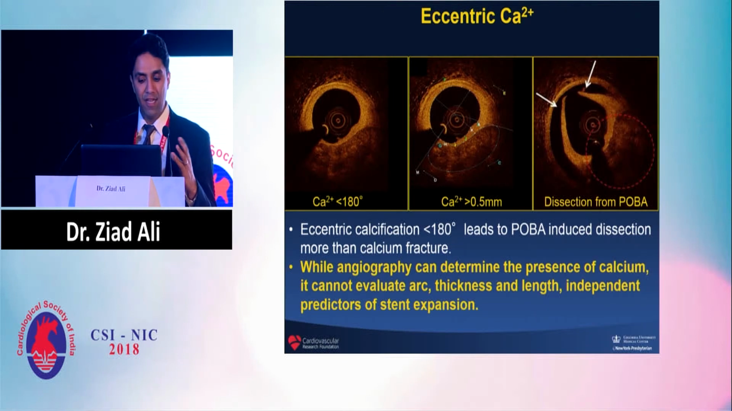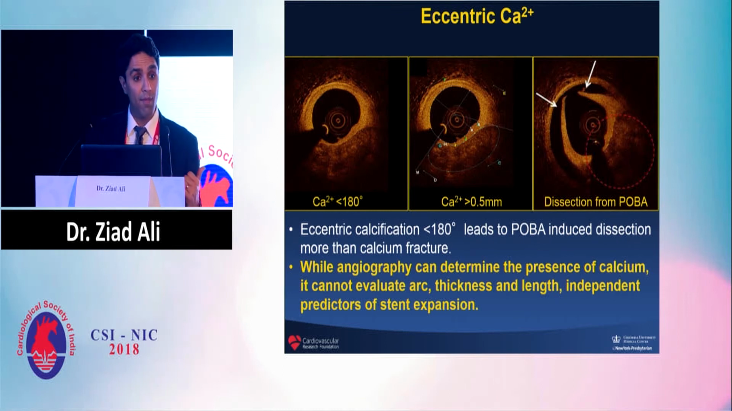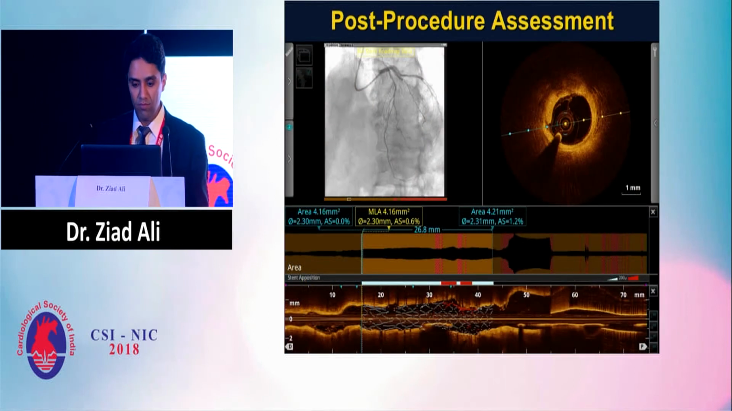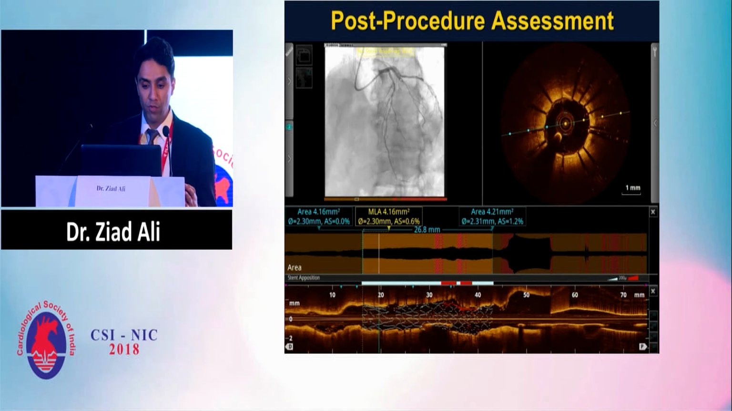Well, of course, angiography can determine the presence of calcium. It cannot evaluate arc thickness and length, which are independent predictors of stent expansion. Here, for example, you'd be able to identify this large calcified nodule on the angiogram, but you can see that the balloon result of this is simply displacement of the calcium away from the balloon, leading to a large dissection. How can you perform your post-procedure assessment?